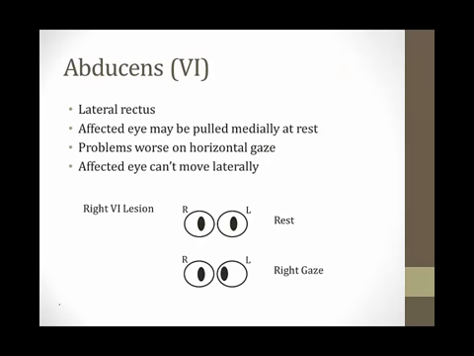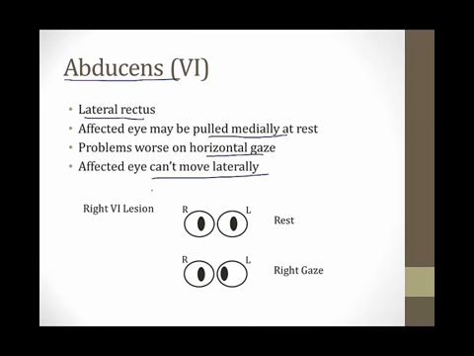Our final nerve palsy involves the abducens nerve, or cranial nerve 6. This cranial nerve innervates a single eye muscle, the lateral rectus. When the lateral rectus does not function, the affected eye may be pulled medially at rest. In addition, problems are worse on horizontal gaze, because on horizontal gaze you need your lateral rectus in order to move the eyeball laterally, and the affected eye can't move laterally if there is an abducens lesion.